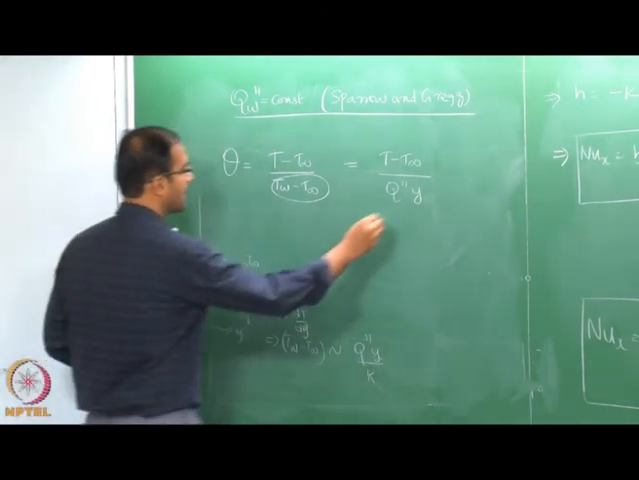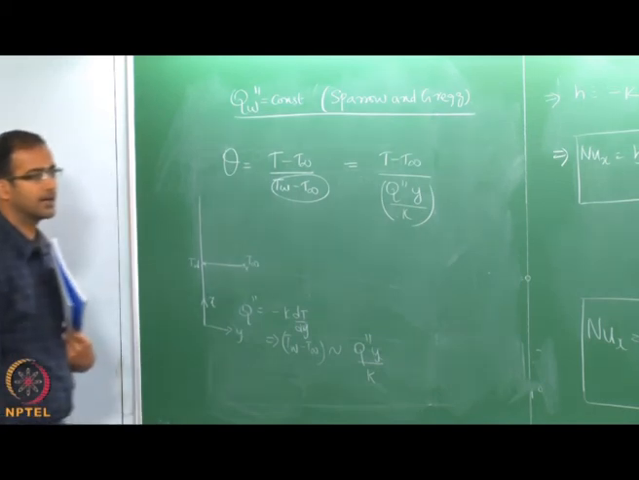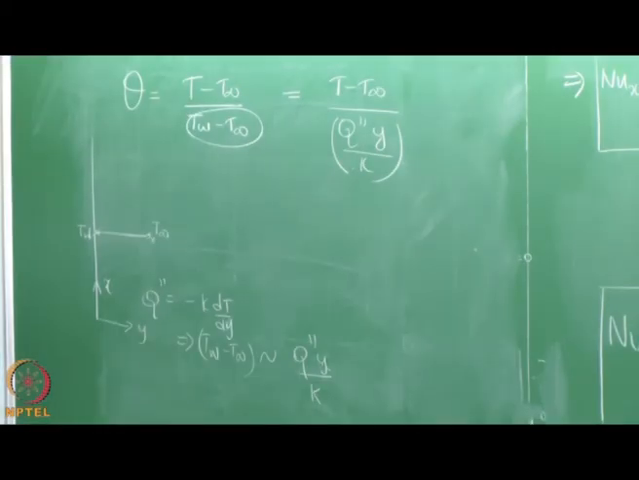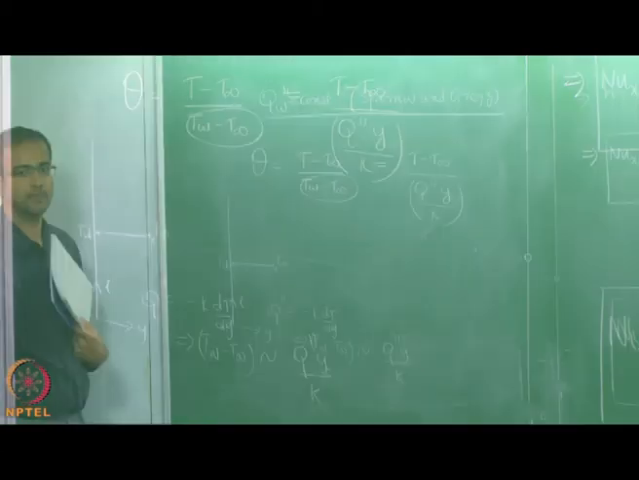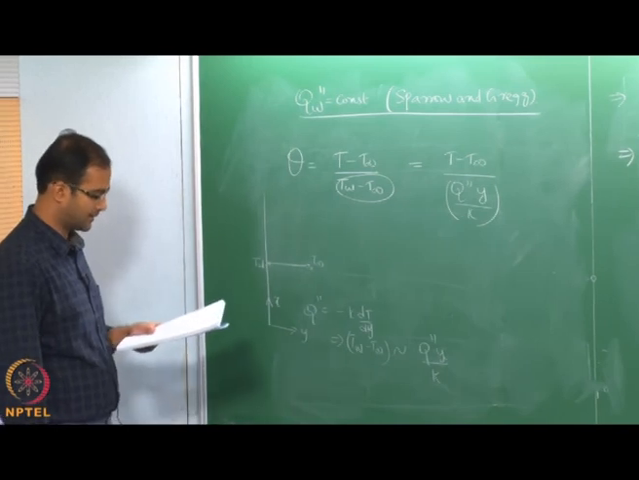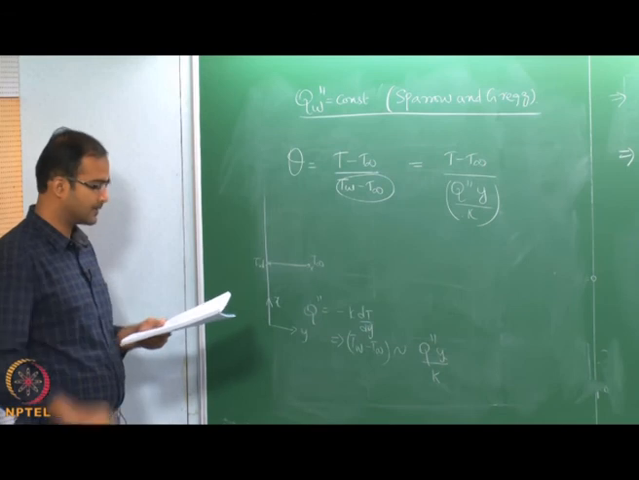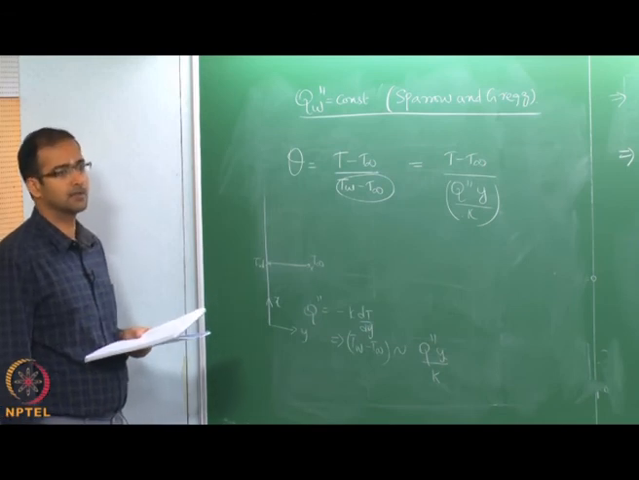Okay, by k. So, this is how we try to transform dimensional temperature T to a non-dimensional temperature theta. Okay, just doing order of magnitude analysis. Now we also have to find the right definition of Grashof number.